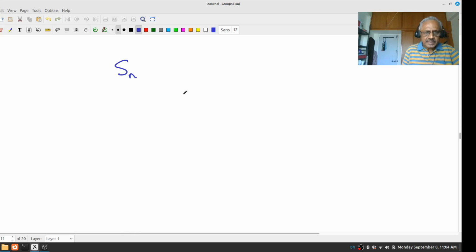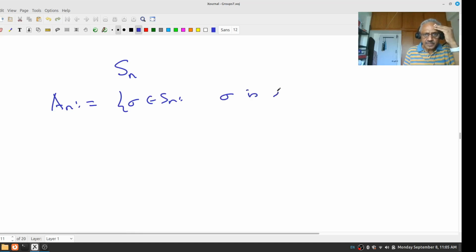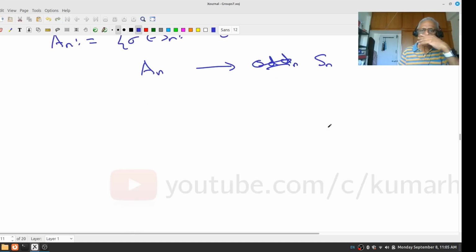Let us look at Sn. Then the standard notation is An. An is all sigma in Sn such that sigma is even, that is, an even permutation. And let us say Odd n is all odd permutations. Okay. Let me at present look at only Sn. And now suppose sigma is in An and tau is the transposition (1 2). Remember, my n is greater than or equal to 2. Therefore, this transposition will always be there.